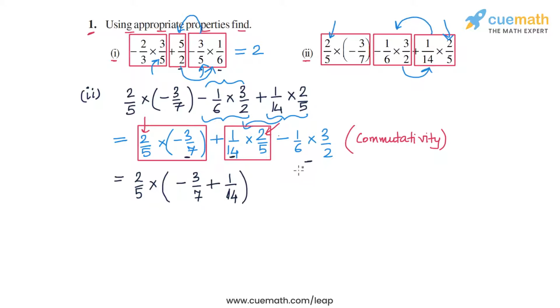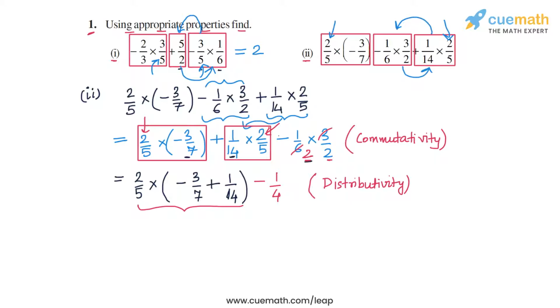And then the third part that we have, minus 1 by 6 into 3 by 2, we can actually simplify here only. So 6 divided by 3 is 2, and 2 into 2 is 4. So the third term is minus 1 by 4. Alright, now let's write the reason for this simplification: we used the distributivity of multiplication over addition and subtraction.